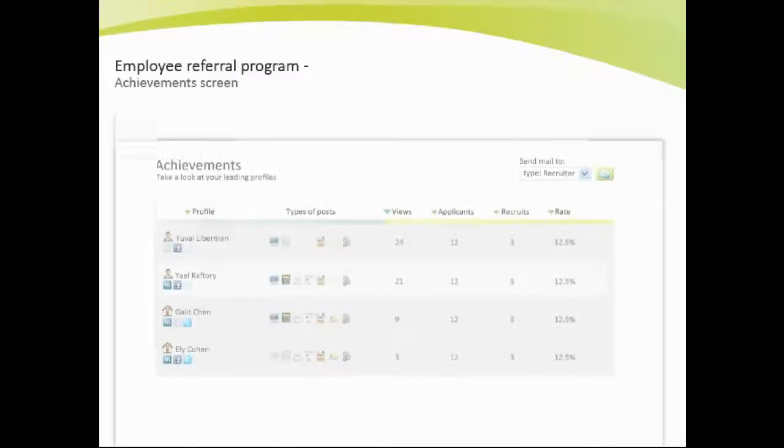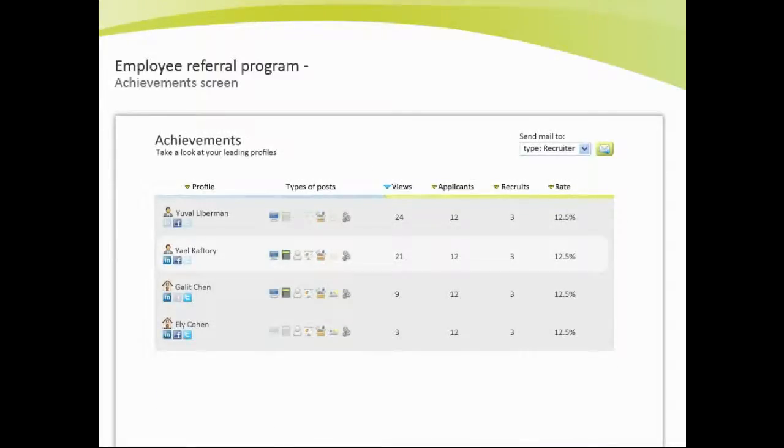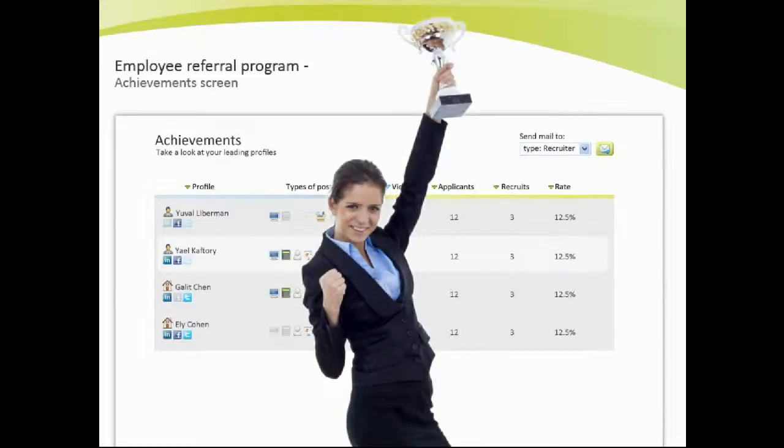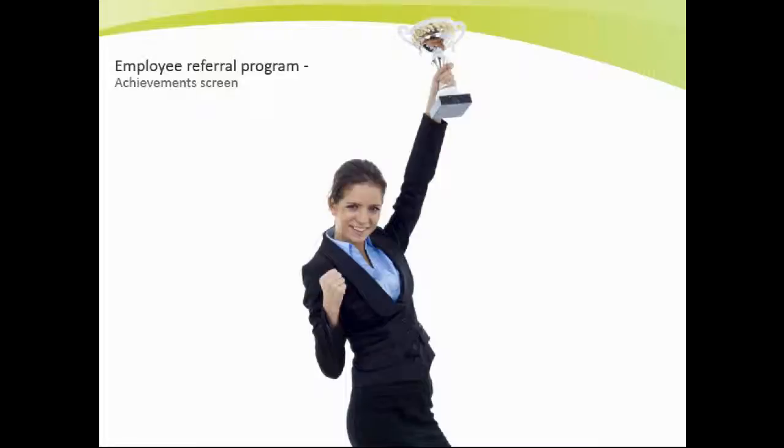The application's achievement screen displays who referred the most friends online, how many views each employee profile had gotten, was a position filled through an employee referral, what is the views to recruiting ratio, etc. This data can serve you in implementing recognition policy, the organizational communication, increasing employee motivation, participating in the employee referral program, and managing it online.